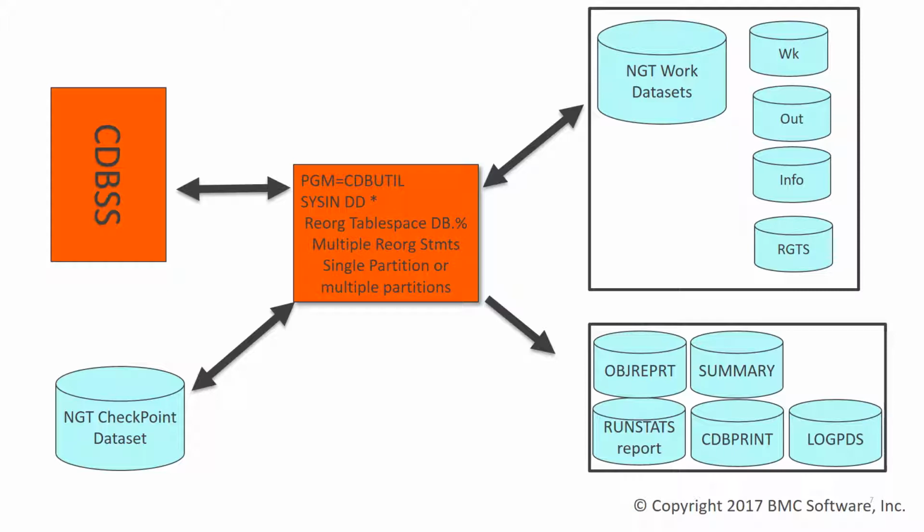Below the NGT work datasets, you see potential datasets that can be created or just put out in a sysout report. What objects have been selected is in the OBJ report. Summary provides a summary of the utility. Runstat report is just that. CDB print is the main output from the reorg in this case.